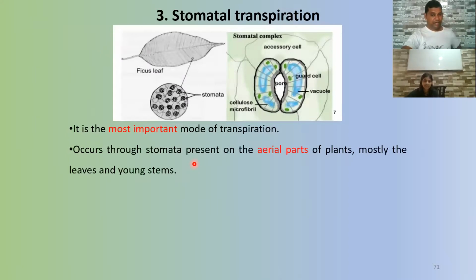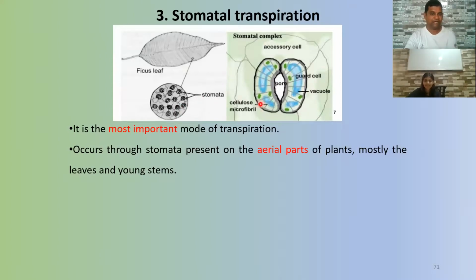Stomata are distributed on all the aerial parts of plants, maximum in the leaves, and some in the young stems. So what are stomata? Suppose this is a leaf, and I take an epidermal peel, a transparent peel, and mount it on a microscopic slide and see it under the microscope. I will see small pores like these, which are called stomata.